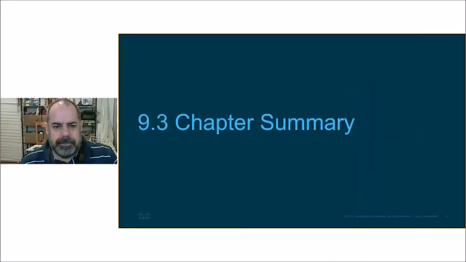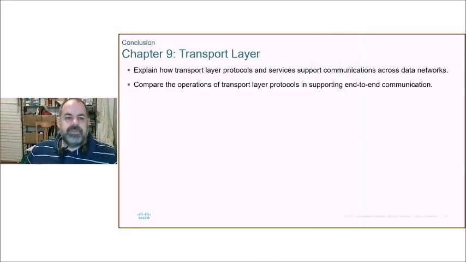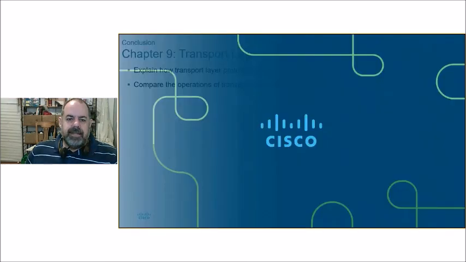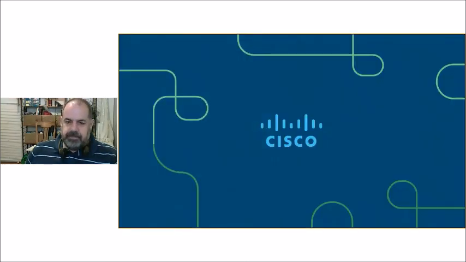So that's the end of chapter 9. We've looked at how transport layer protocols and services support communications, and we've compared TCP and UDP on how they support end-to-end communication. Okay, there's the logo. So that's chapter 9.